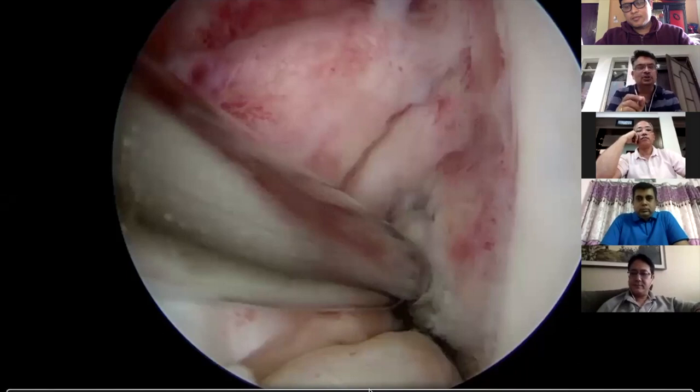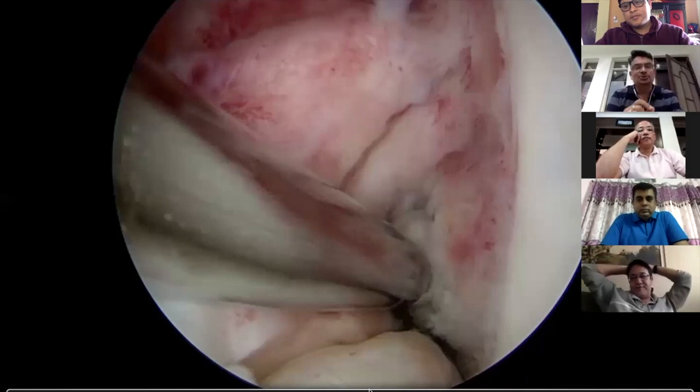But one catch, again to emphasize, is that it should not compromise the positioning of your tunnel. Yes, if you place your tunnel improperly by preserving the remnant, it is not going to function and your ACL is going to fail. So I think that is a very important point, but whenever possible. Yes, sir.